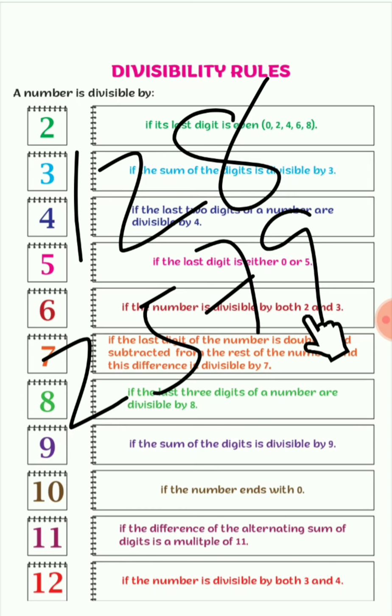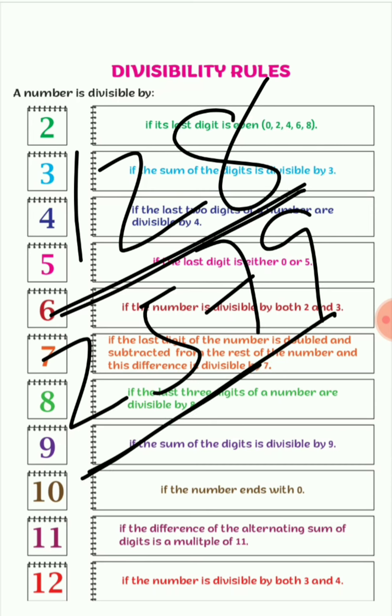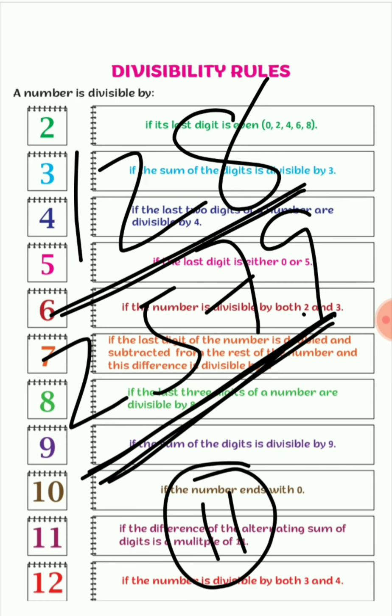Now to check the divisibility rule by 3, let's take the same example. This is a number and this is a number. Are these numbers divisible by 3? To do this, we just add the digits of the number. If the added number is divisible by 3, then the number will be divisible by 3. For the first one, we sum up the digits: 1 plus 2 is 3, 3 plus 8 is 11, which is not divisible by 3. So the number 1 2 8 is not divisible by 3.